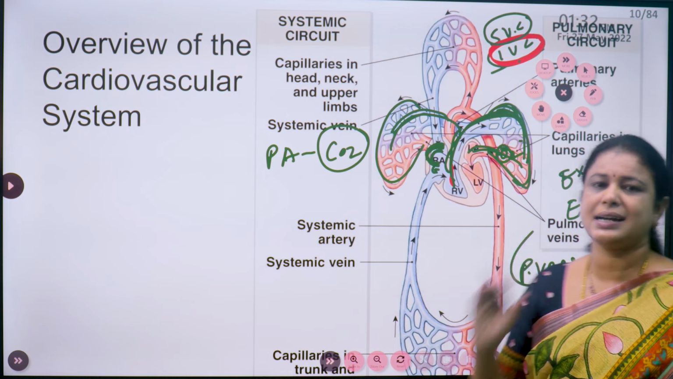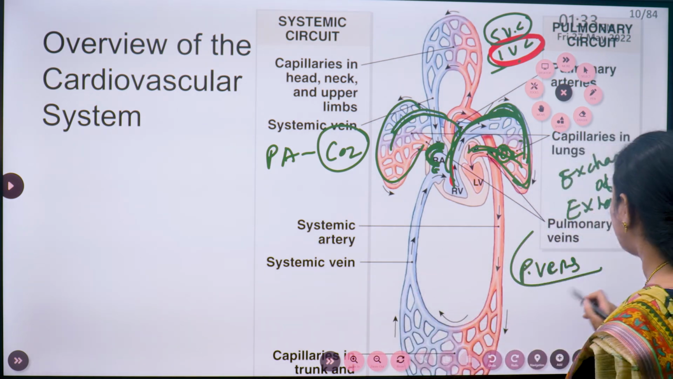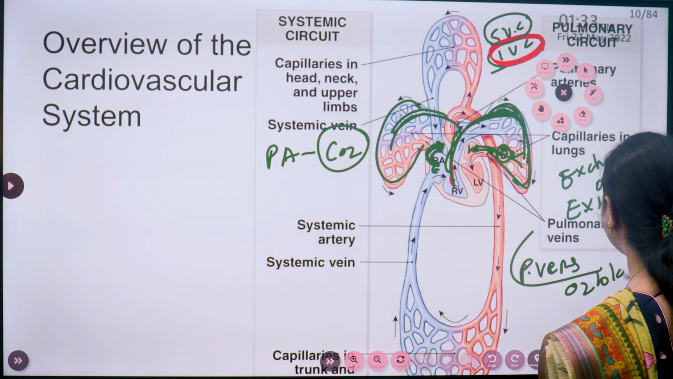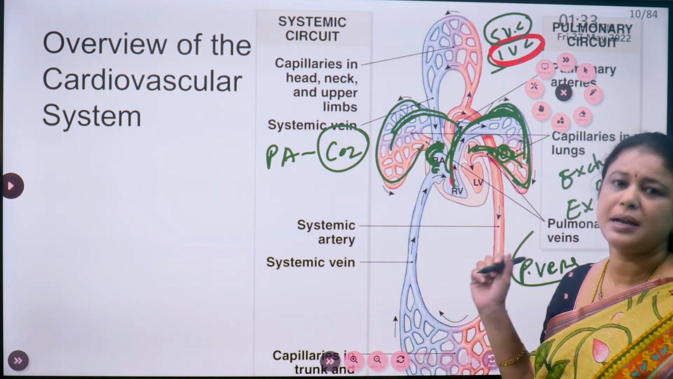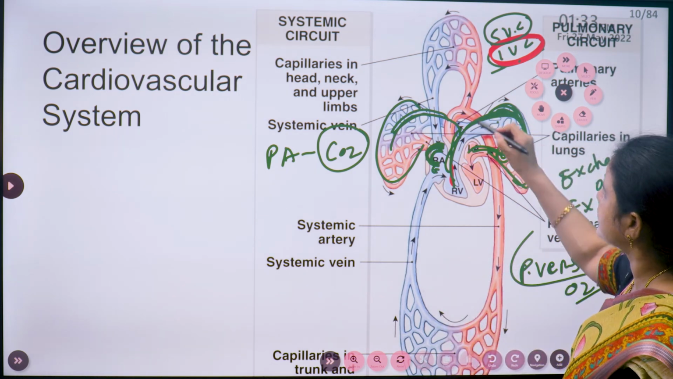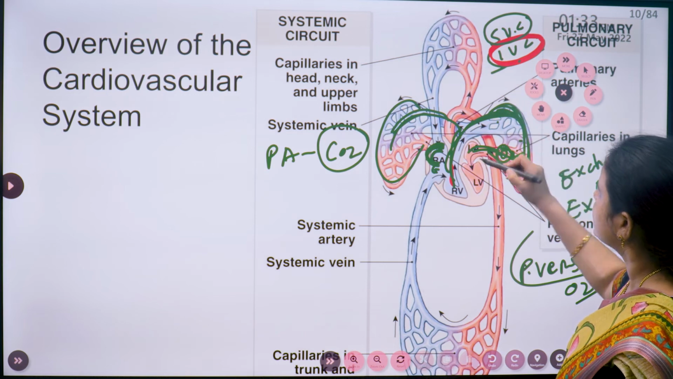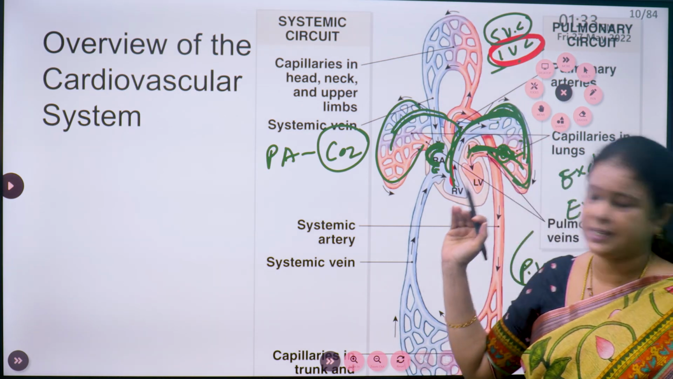Pulmonary arteries carry deoxygenated blood, pulmonary veins carry oxygenated blood. Usually all veins carry deoxygenated blood except the pulmonary vein. The pulmonary veins will bring oxygenated blood to the left atrium.